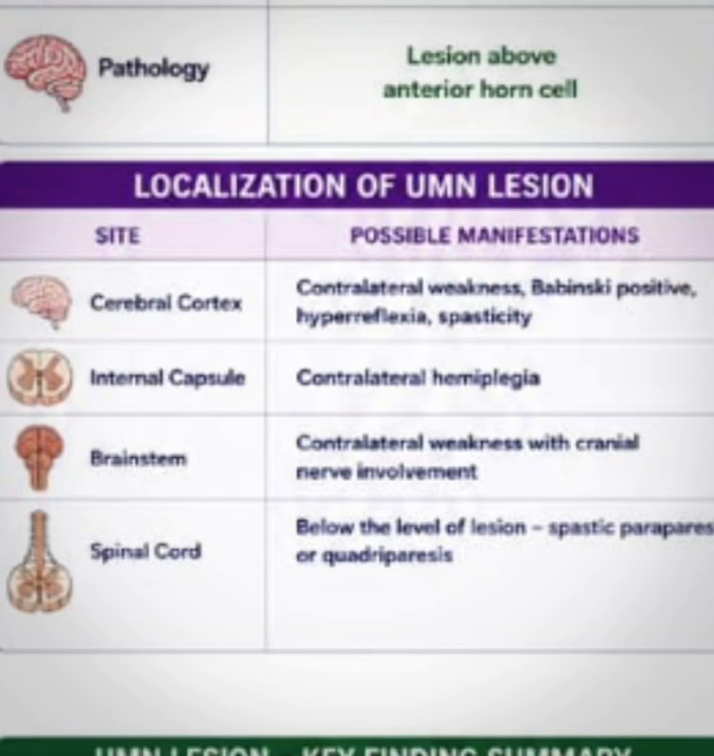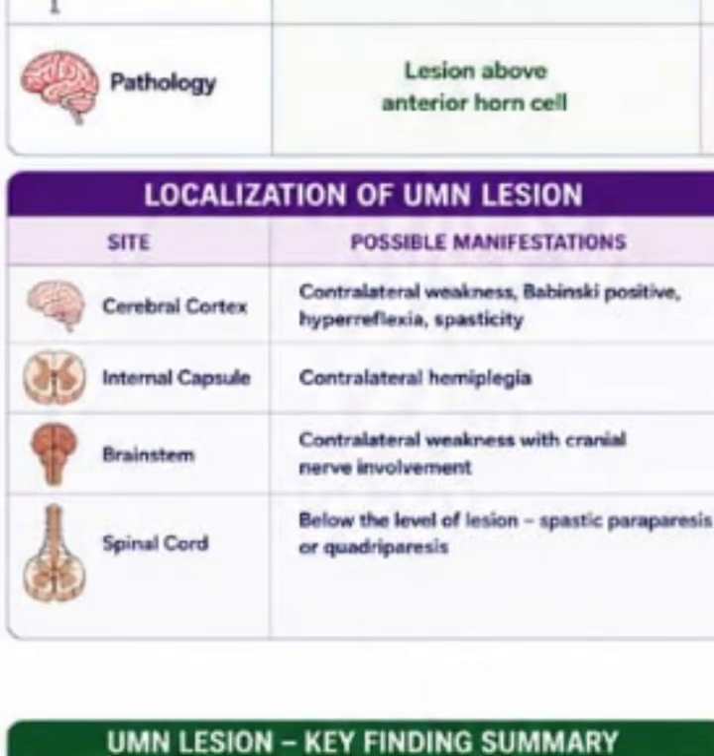Localization of the upper motor neuron lesion, like I said: cerebral cortex. When there is a lesion in the cerebral cortex, it will cause contralateral motor weakness, positive Babinski sign, hyperreflexia and spasticity. Are you getting me now? So when it is the cortex that is damaged, area 4, area 6, area 3, 1, 2, what will happen there? It will cause contralateral paralysis or weakness, positive Babinski sign, hyperreflexia and spasticity.